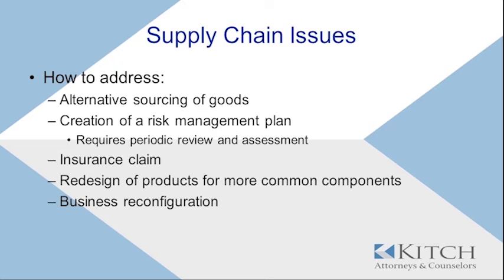Another way to mitigate supply chain issues is a redesign of products for more common components. For example, party A is giving me a very unique widget that fits precisely into my product just so. Maybe I redesign my product so that instead of being reliant on party A for my specialized widget, I can fit any old widget in there.